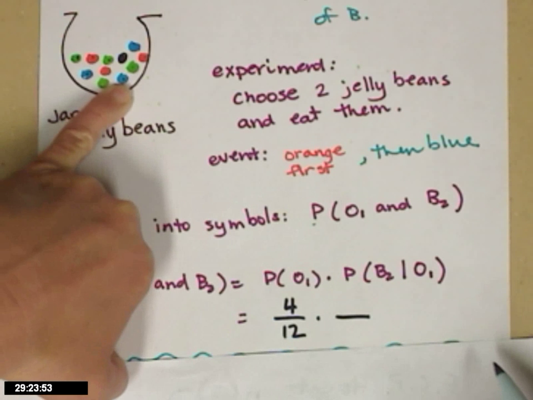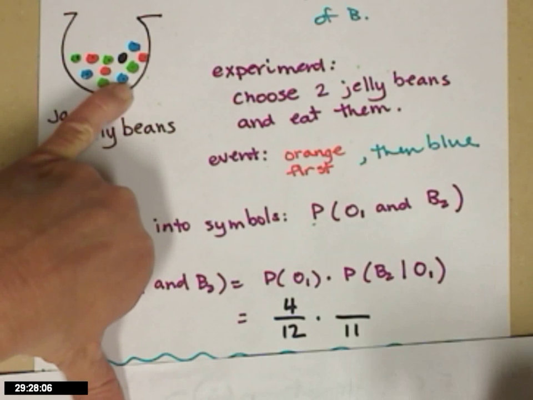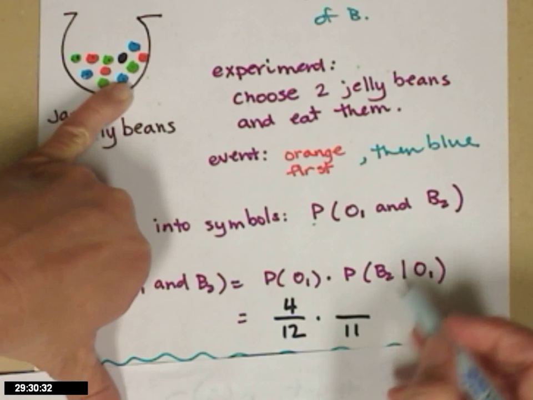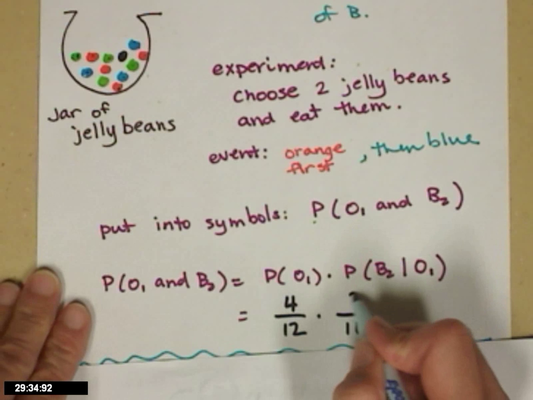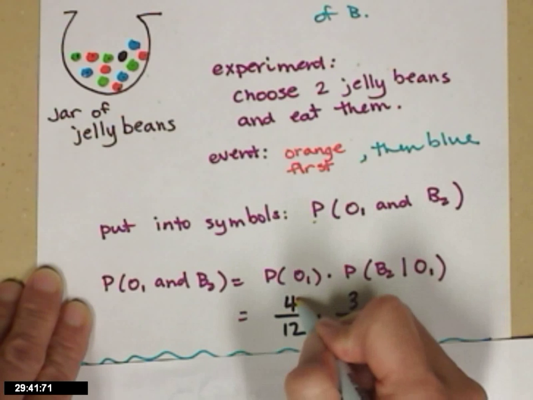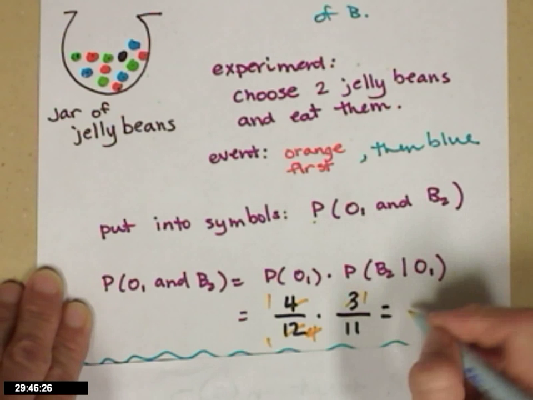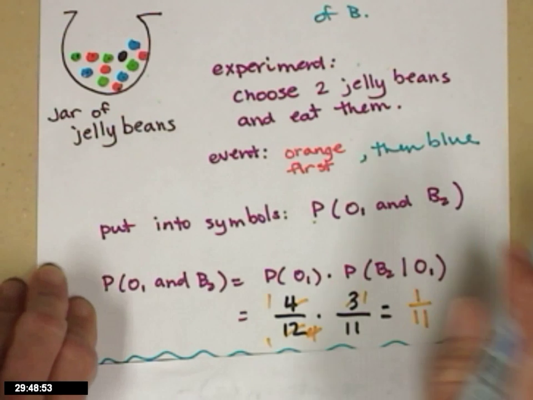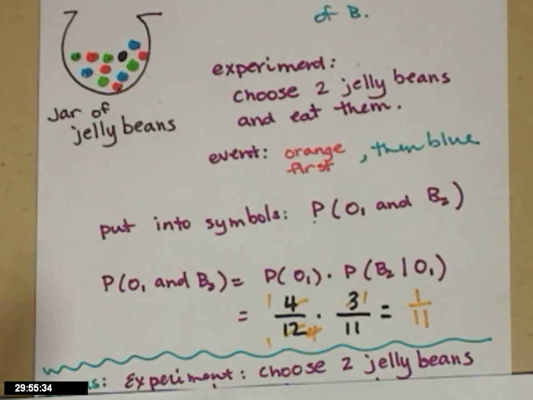gone? Well, how many jelly beans are left in there? Exactly, 11, right? One of them's in my mouth. And how many of the ones that are left are blue? Let's see, I have 1, 2, 3 blue ones left, so 3. And if we multiply those together, which I'm going to do by reducing, it looks like 1/11. The probability is 1/11 that we'll get an orange one first and then a blue one.